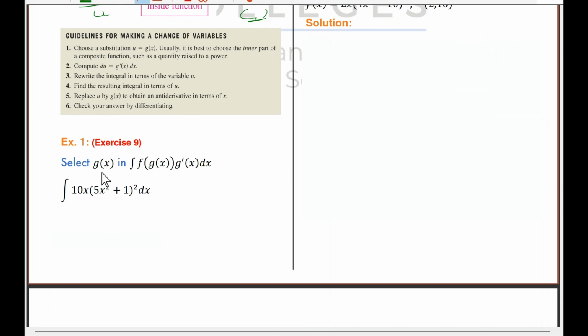So let's start solving questions by first identifying u. Select g(x), meaning select u in this form of the function. We have 10x dx and (5x squared plus 1). So the inside function, since there is a power, will be the base. So I will let u be 5x squared plus 1. By u, I mean g(x), the inside function. So 5x squared plus 1 will be g(x), u, because its derivative, 10x dx, is sitting outside.